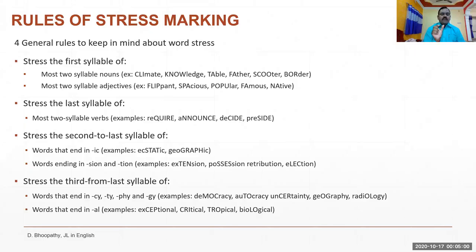When a verb has 2 syllables, for example, conduct, C-O-N-D-U-C-T. Conduct. The last syllable is the stressed syllable. I mean, the second syllable. A verb which has 2 syllables, the second syllable is the stressed syllable.